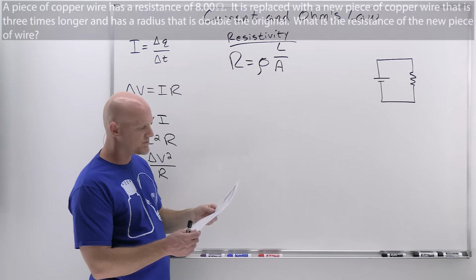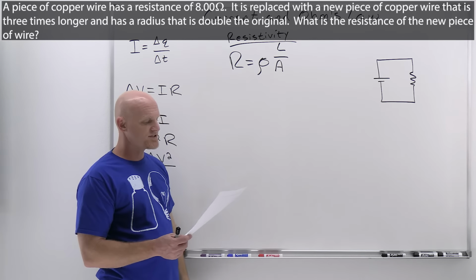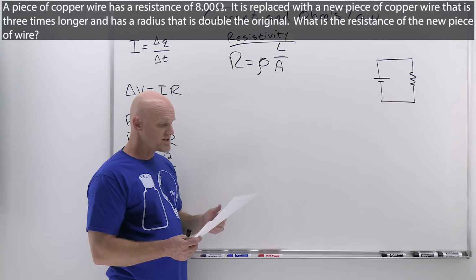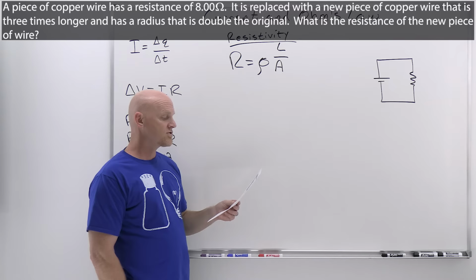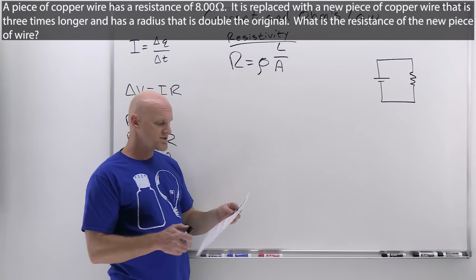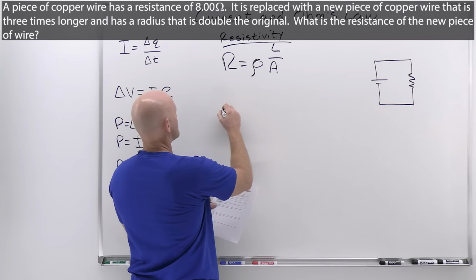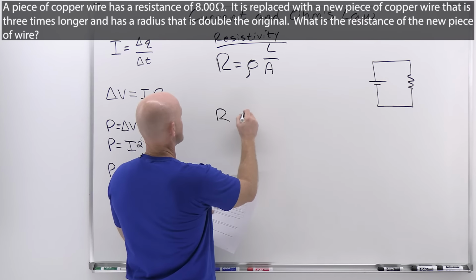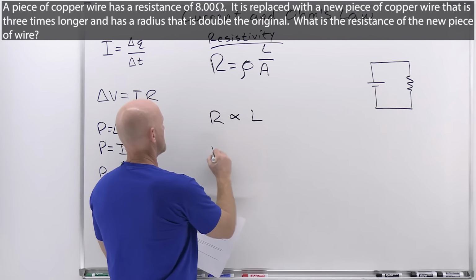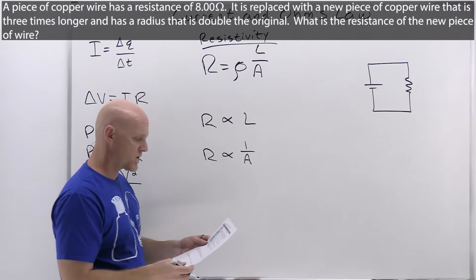So next question here, we'll do some plugging and chugging. A piece of copper wire has a resistance of 8.00 ohms. It is replaced with a new piece of copper wire that is 3 times longer and has a radius that is double the original. What is the resistance of the new wire? So a couple things we want to look at here. We want to look at the relationship between resistance and the length, and they're directly proportional, and then resistance and the cross-sectional area, and they're inversely proportional.